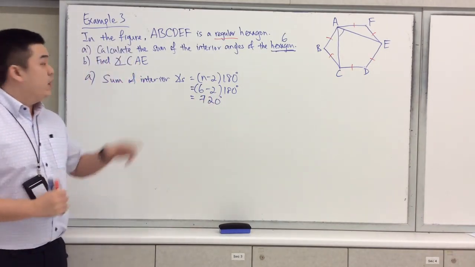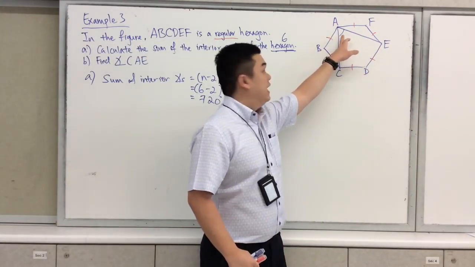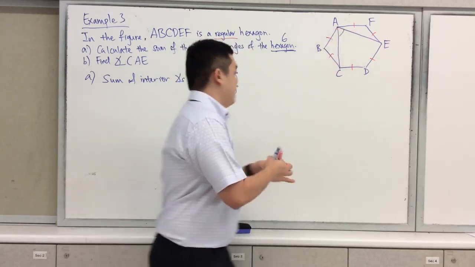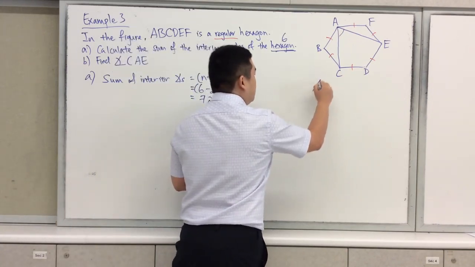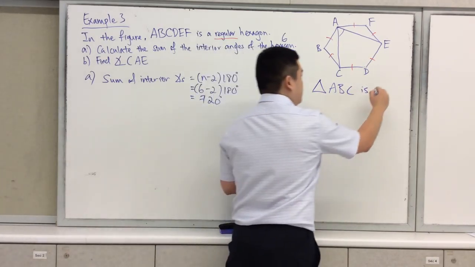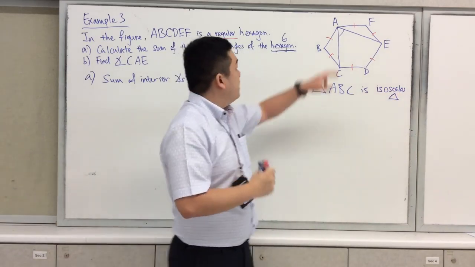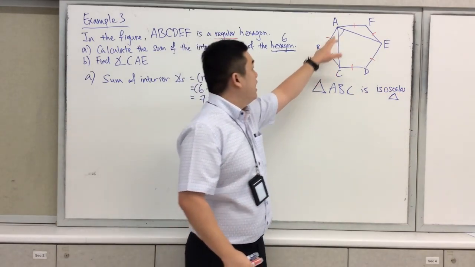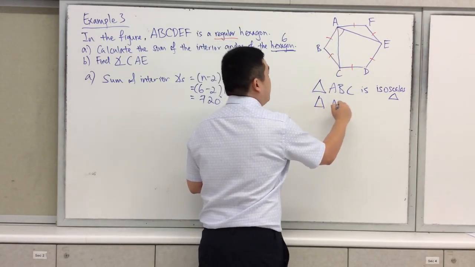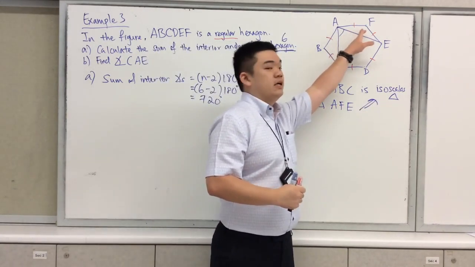As for part B, we are asked to find the angle CAE, and this is the angle here given in the diagram. And you must know that when we draw this line, we can see that triangle ABC is a special triangle called isosceles. It's an isosceles triangle because we know that this side and this side have the same length. Alright? And we also know that triangle AFE is also an isosceles triangle. So we know that we have two isosceles triangles here.